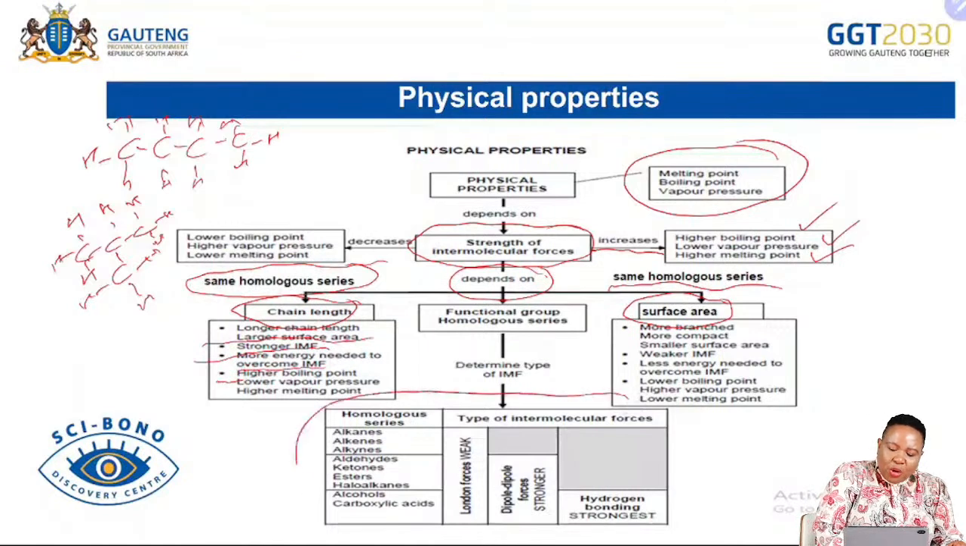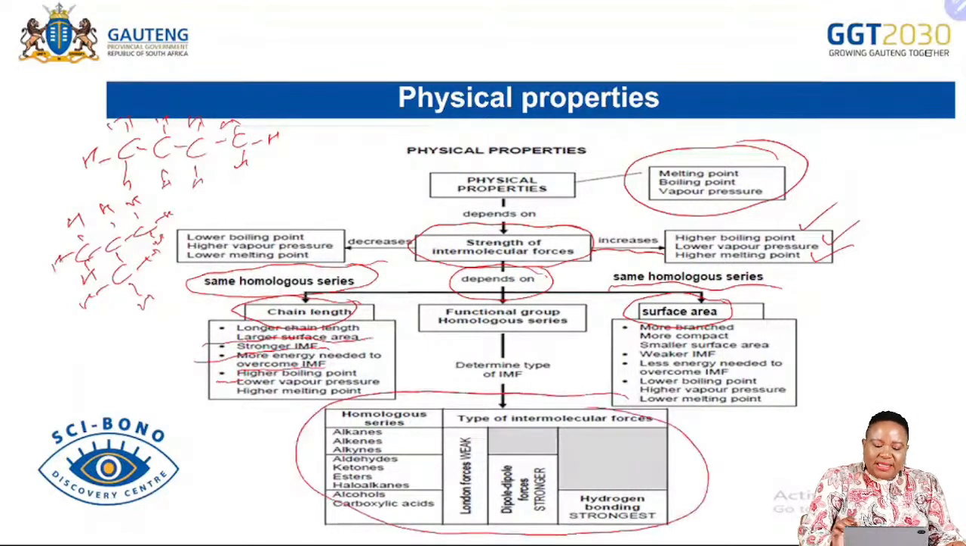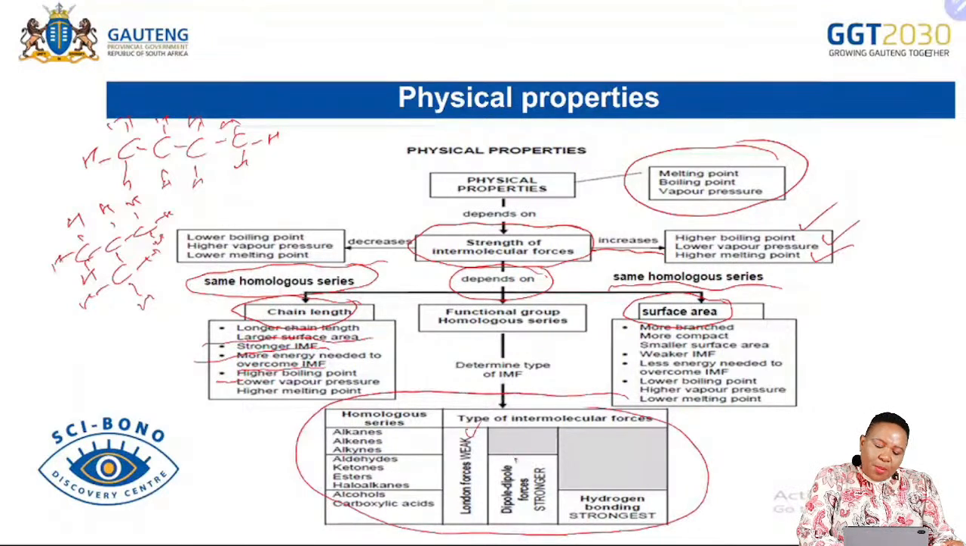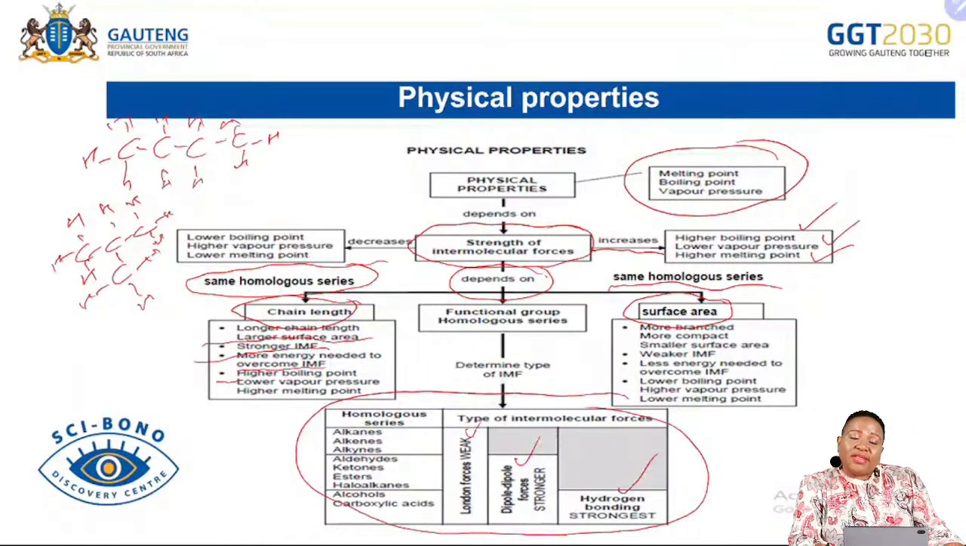Then when they belong to a different homologous series, what you are comparing is the type of intermolecular forces. We have 3 types of intermolecular forces that are examinable for our grade 12 2023. We have London forces, which are the weaker forces. We have dipole, which are the middle one, and the hydrogen bonds, which are the strongest.